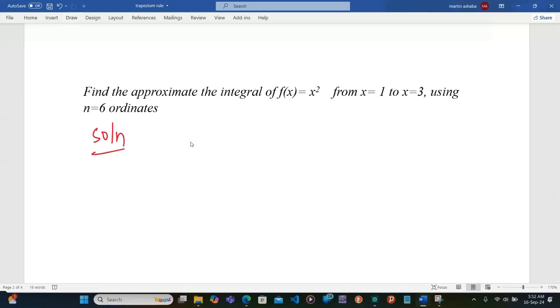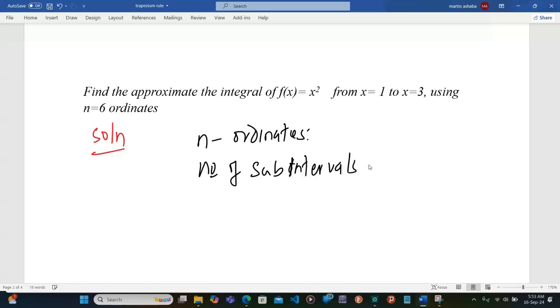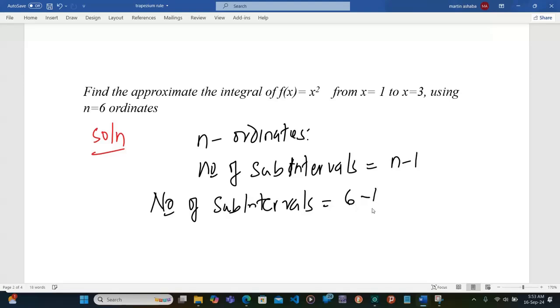Now, if n is the number of ordinates in this scenario, then the number of sub-intervals is going to be n minus 1. Make sure that you note this one very well. If n is the number of ordinates, then the number of sub-intervals is n minus 1. Therefore, in this scenario, the number of sub-intervals is 6 minus 1, which gives us 5 sub-intervals.